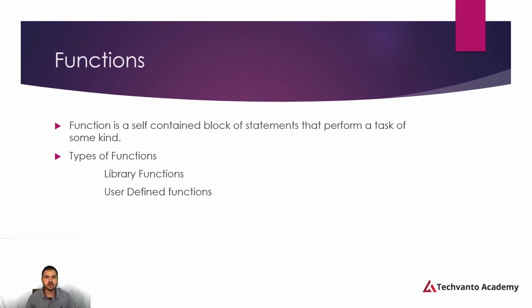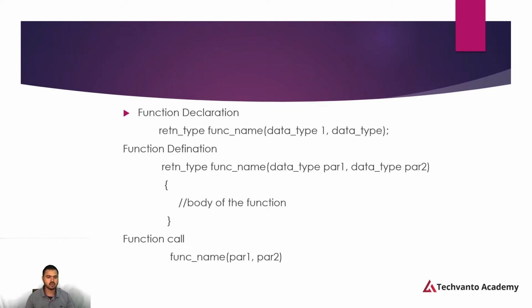User-defined functions are created by the programmer, or otherwise the user, those who are creating functions in the code. So let's talk about the function declaration, how we are going to write it in C++ programming, and then after that the definition and how we are going to call a function.